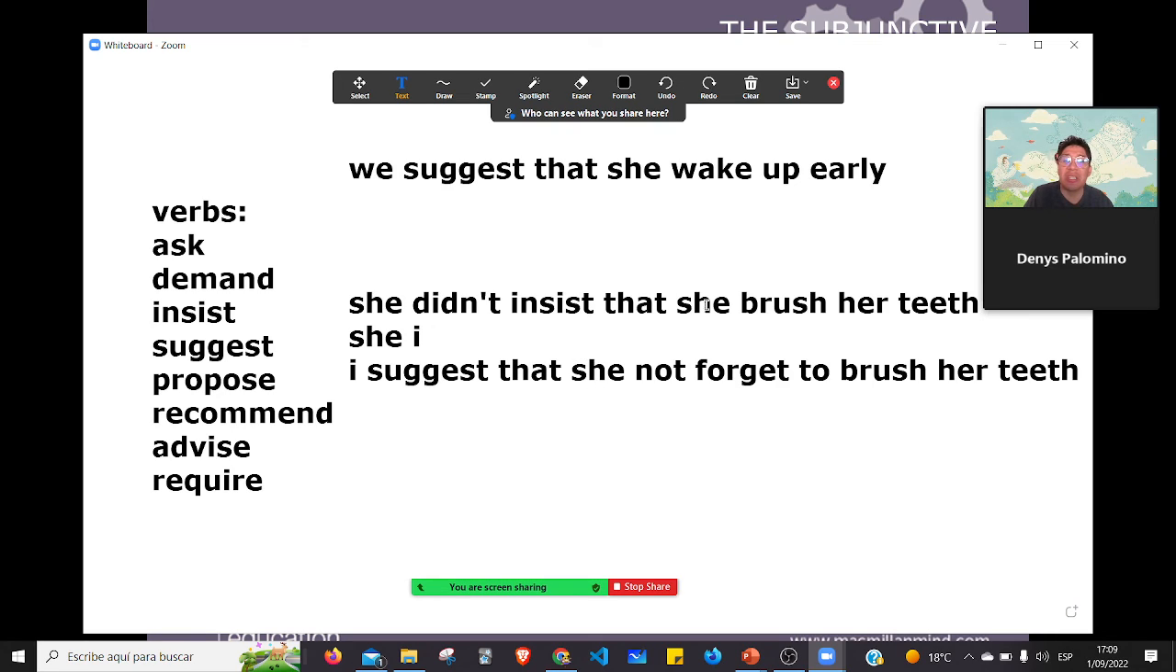Or, she didn't insist that she brush her teeth. Puedes negar, pero depende mucho de dónde quieres negar. Si quieres negar en el primero o negar en el segundo. Depende de lo que quieras decir. No es lo mismo decir I don't suggest. Si tú dices, yo no sugiero que ella no se cepille los dientes.